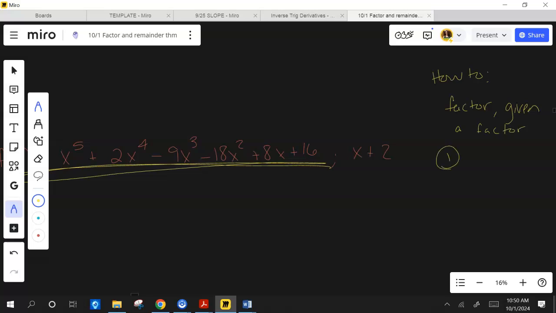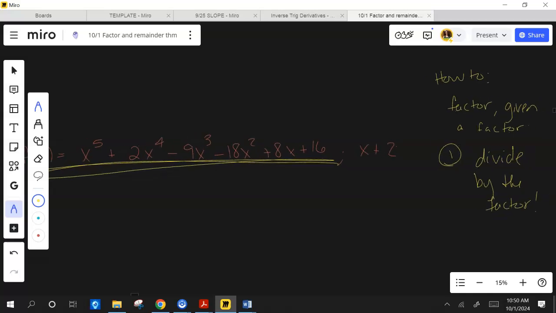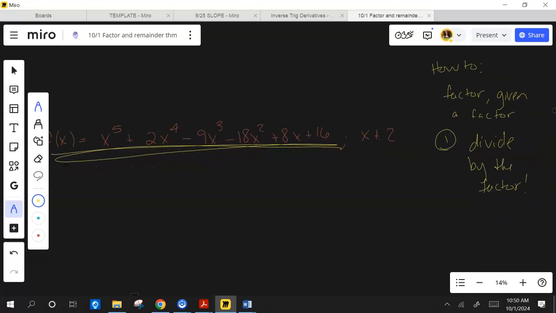Step 1. Divide by the factor. Again, all of these are set up to do synthetic. Got it, which makes it a whole lot easier and is a whole lot quicker. Okay? So looking at this one, if I'm asked to factor this completely and I've got a factor to start with, here's what I'm going to do. I'm going to divide by that factor.